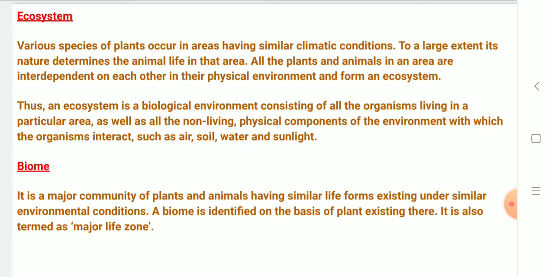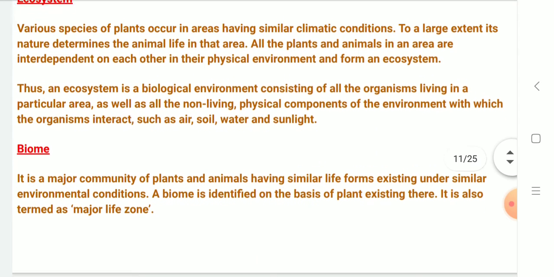What is a biome? Biome is a major community of plants and animals having similar life form existing under similar environmental conditions. A biome is identified on the basis of plants existing there. It is also termed as major life zone.